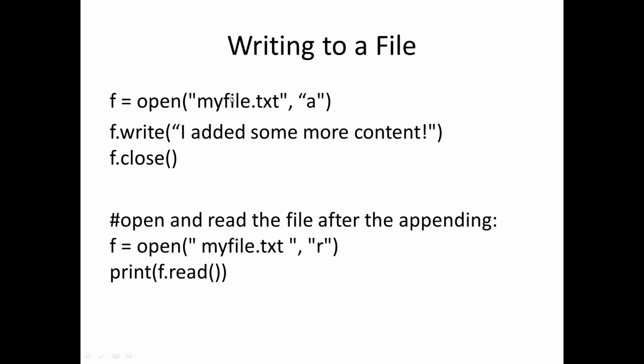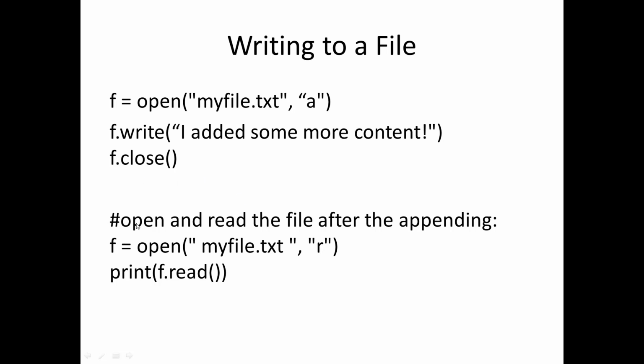Here's our file, myfile.txt. We're going to open it in append mode. That means we're adding data to the end of the file. So here we use the open method. We're going to get a file object representing myfile.txt. It's going to go in F. Now we're going to use the write method of this file object to add some content to the end of the file, and then we're going to close it.